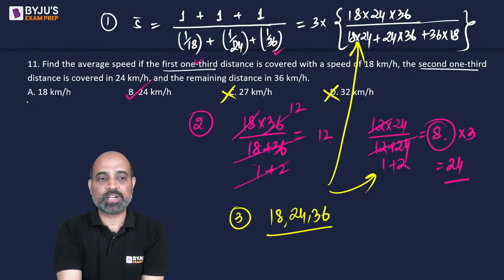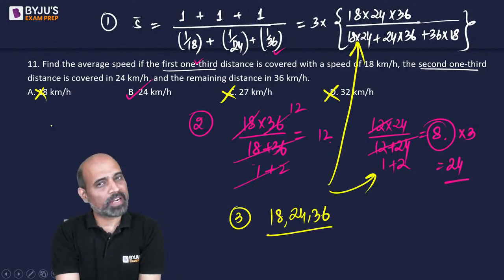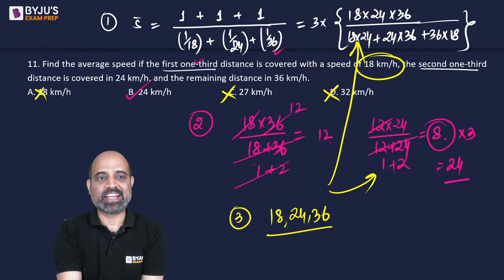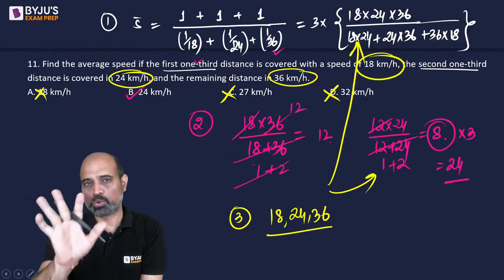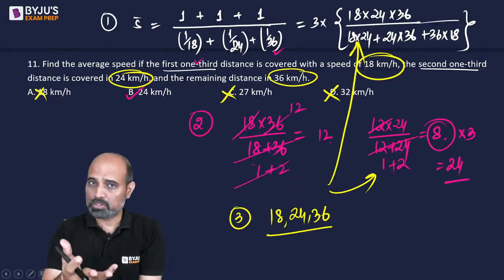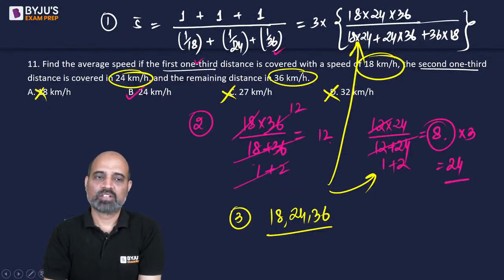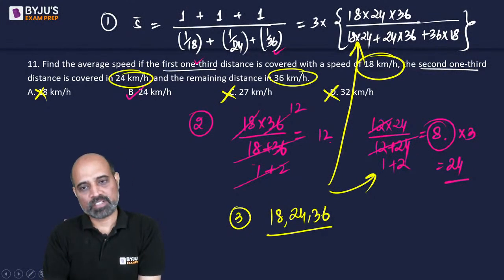Between 18 and 24, 18 नहीं हो सकता. Pretty simple. If one of the speeds is 18 and the other speeds are more than that, तो final answer तो 18 से तो ज़्यादा होगा ही. कितना ज़्यादा I don't know, पर उससे ज़्यादा होगा. So that will give us the answer.